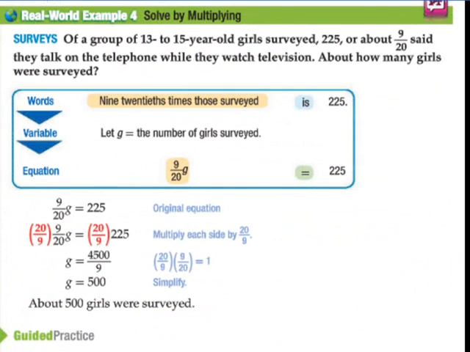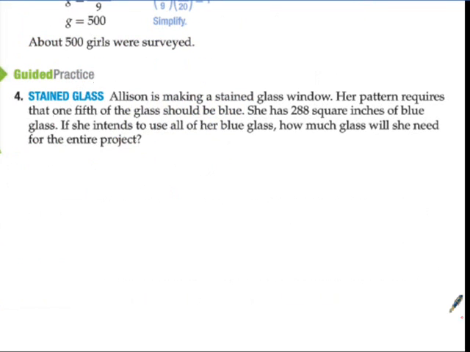All right. Let's take a look at a real-world example. In a group of 13 to 15-year-olds surveyed, 225, or about 9/20ths, talk on the phone while they watch television. How many girls were surveyed? So we have 9/20ths G equals 225, and we just solve. Real simple stuff, okay? Setting it up from the words and then solving.